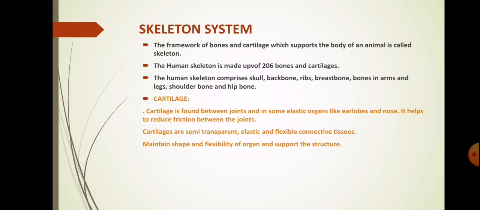The skeleton system basically comprises the skull, since we are starting from the head, then the backbone, ribs, breastbone, bones in the arms and legs, shoulder, hip, and pelvic bone. These are nothing but called the skeleton system.